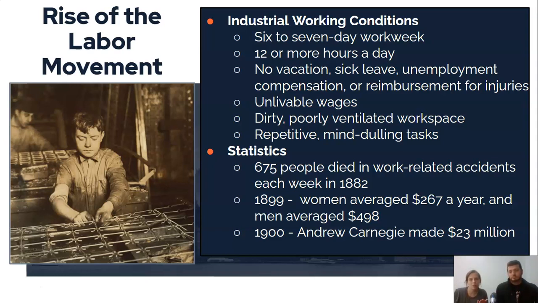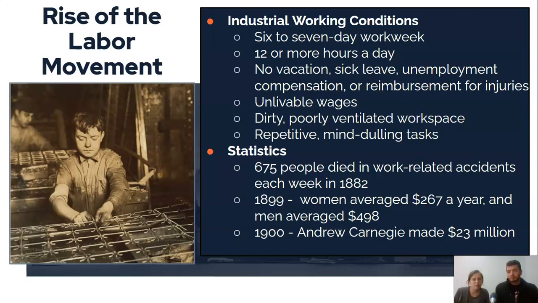So some statistics for you: 675 people died in work-related accidents each week in 1882. In 1899, women averaged $267 a year, while men averaged $498 a year. Women were thought to need to make less because they didn't provide for their families like men do. If women needed to provide for their family, they'd go marry a man, and then the man would provide. And so it was thought that women didn't need to make as much. Plus, somebody needed to be home with the kids.